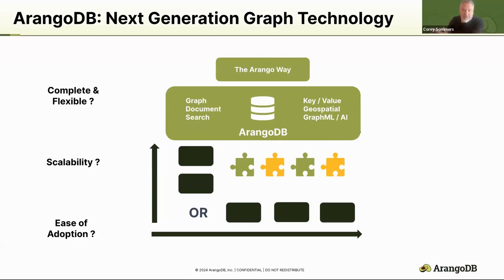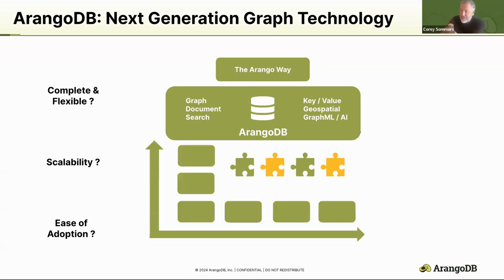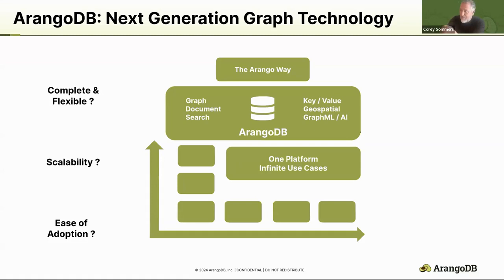So think about that, right? Fewer moving parts, fewer vendors to manage, no data duplication, very elegant. And so you'll get that horizontal and vertical scaling. If you've got one platform for infinite use cases, you can get that flexibility, scalability, ease of adoption, because naturally a single solution is easier to adopt.